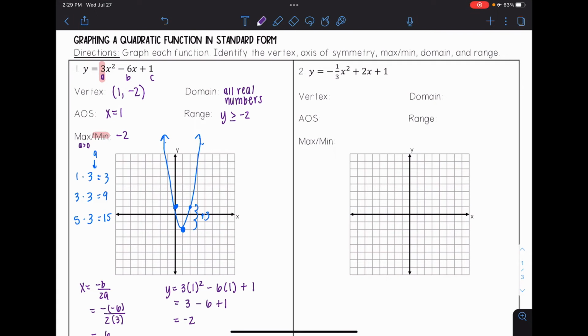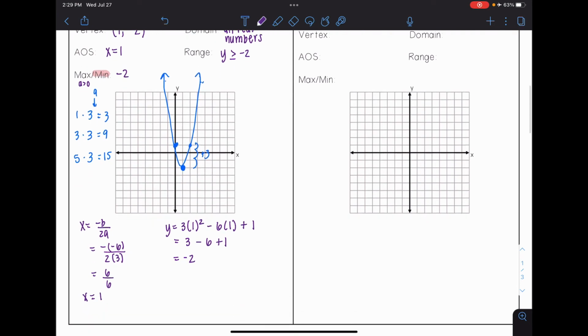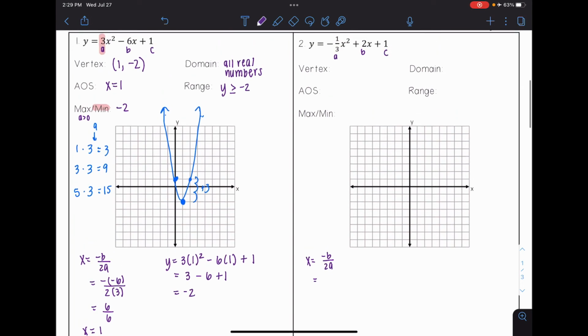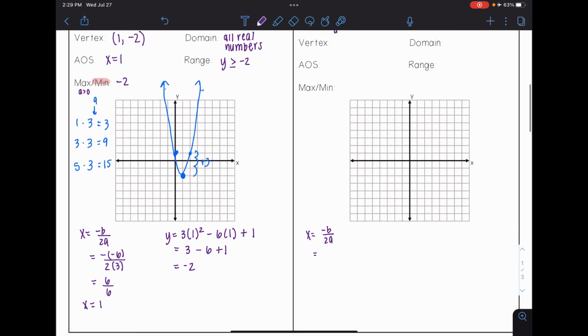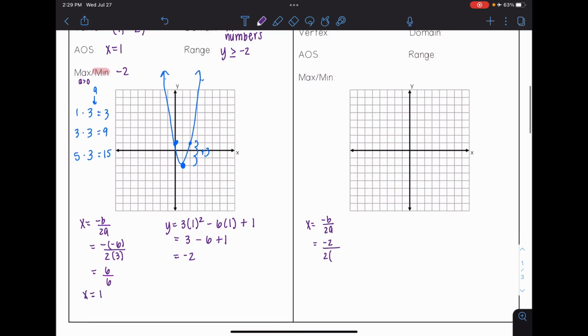My first step is to go ahead and label what my a, b, and c are. So here my a is -1/3, my b is 2, and my c is 1. So I'm going to first find my vertex. That's going to be x is equal to the opposite of b over 2a. Here my b value is 2, so the opposite of b is going to be -2 over 2 times a, which is -1/3.